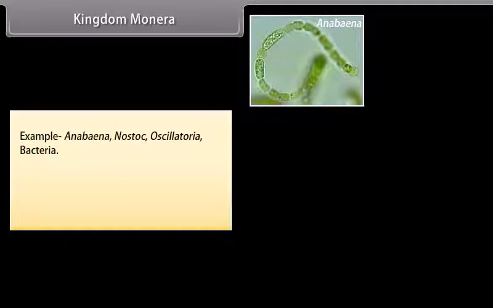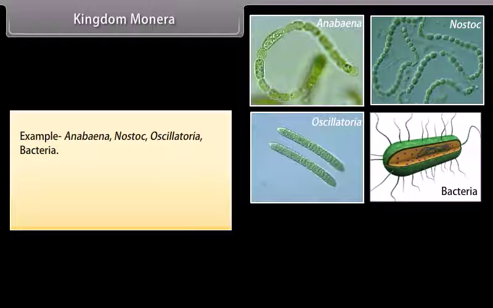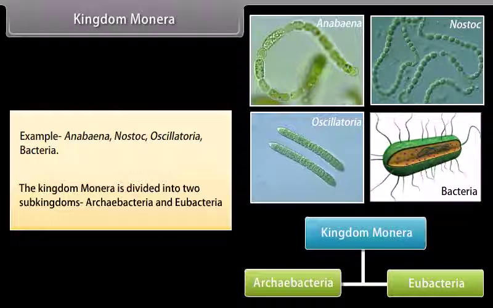Example: Anabaena, Nostoc, Oscillatoria, bacteria. The Kingdom Monera is divided into two sub-kingdoms: Archaebacteria and Eubacteria.